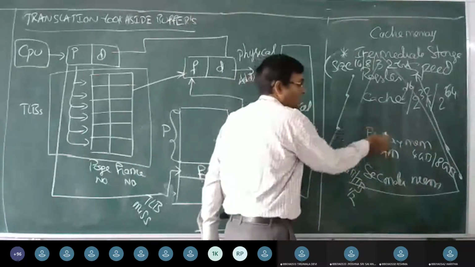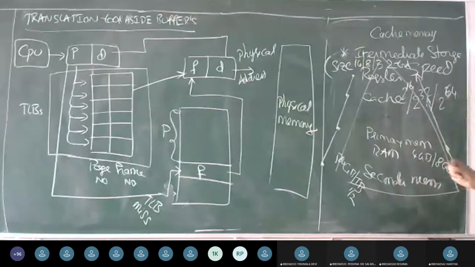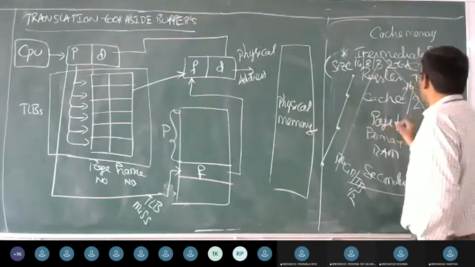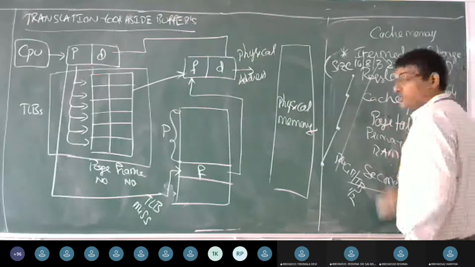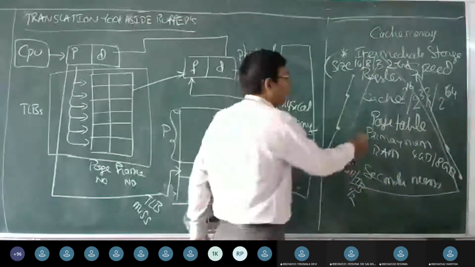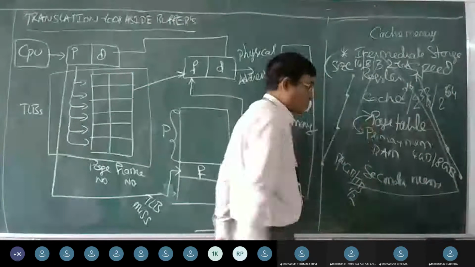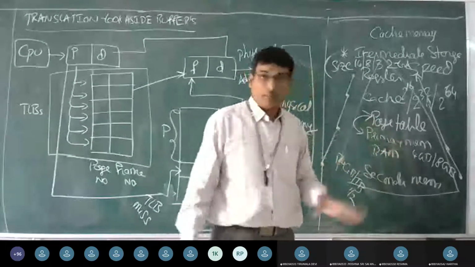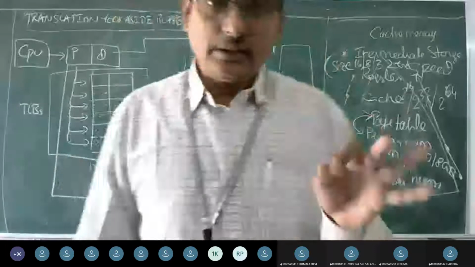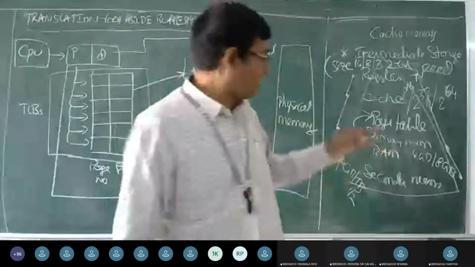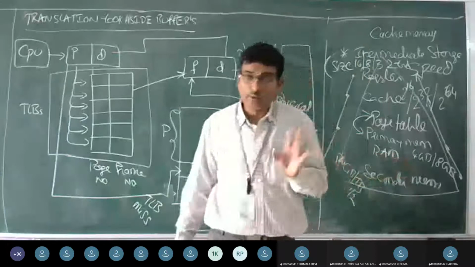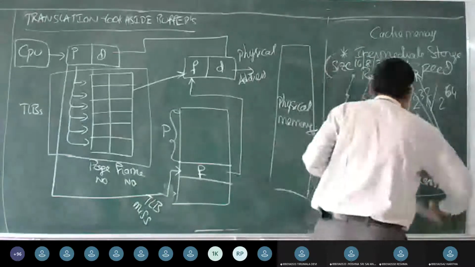Now, between cache and random access memory, there is one more item. We are going to call it the page table. The page table is associated with the physical memory itself, in the primary memory. So this is how we are going to interpret it.